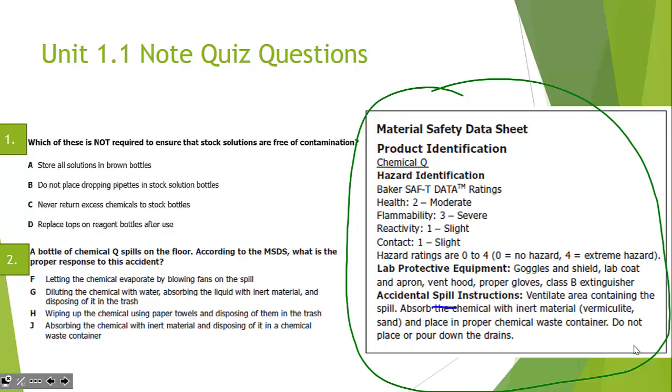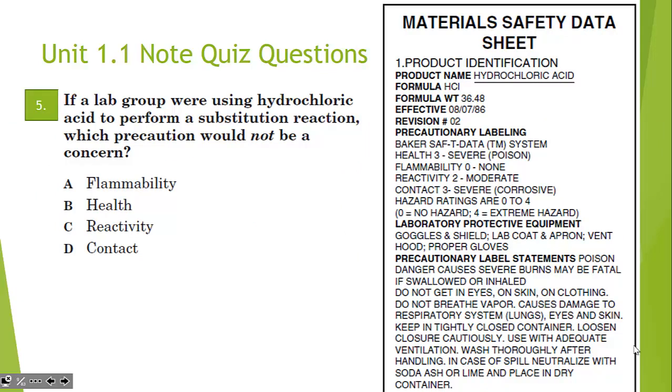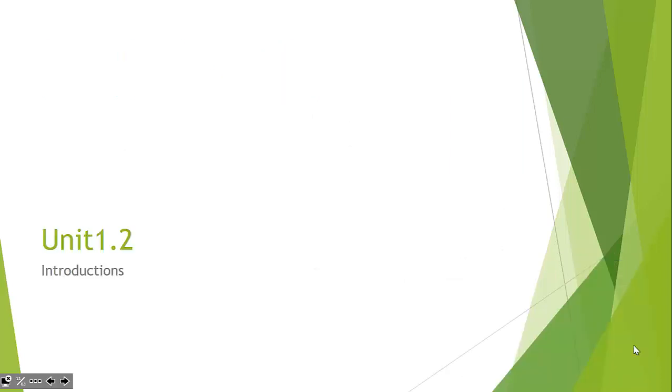With that, you are now able to do note quiz questions 1.1, 1 through 5. This first section only has 5 note quiz questions. Please answer them in the back of your packet and report them in the Google form at the end of the video. You are also able to do page 11 and 13 using the attached pages in your Unit 1 notes packet. So for page 11, please use pages 9 and 10, and for page 13, please use pages 12 and 13. On the second day of class, we will go over introductions to chemistry.